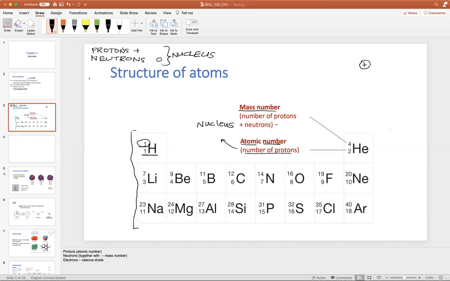But there's a third type of subatomic particle that you probably remember called an electron. And you probably remember that electrons are negative. Okay, and they are not in the nucleus, they orbit the nucleus in particular paths called shells or orbitals.